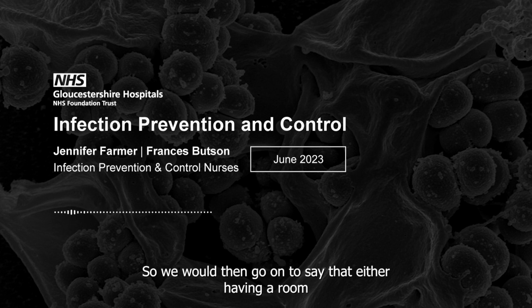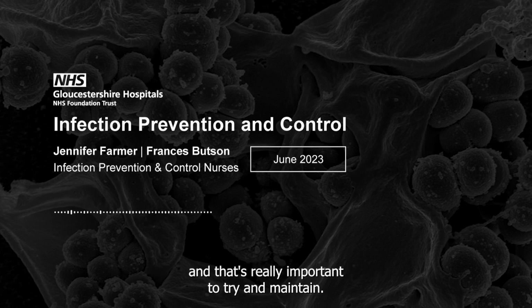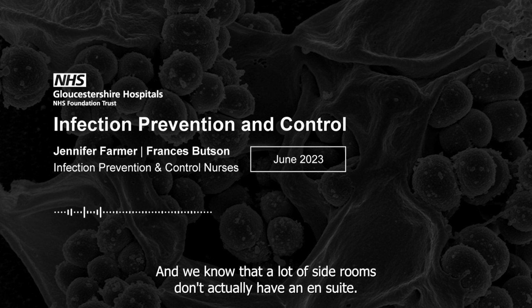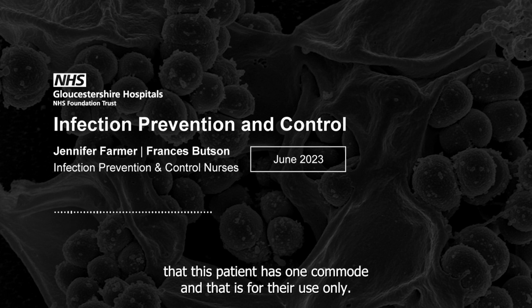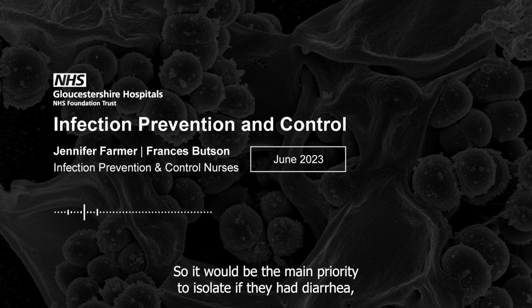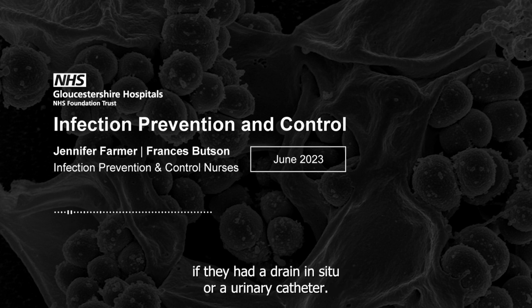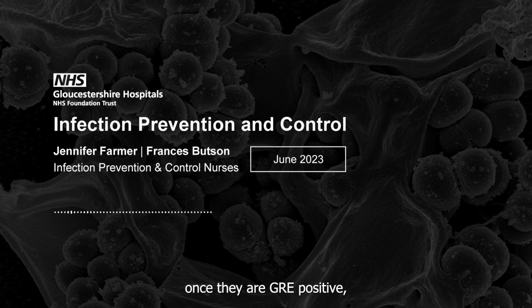So we would then go on to say that either having a room with an ensuite or a dedicated commode, if they have diarrhea, is really important to try and maintain. We know that a lot of side rooms don't actually have an ensuite, so it's just really trying to make sure that this patient has one commode that is for their use only, and that it's also cleaned regularly whilst it's in the room as well. So the main priority to isolate would be if they had diarrhea, a drain in situ or a urinary catheter.